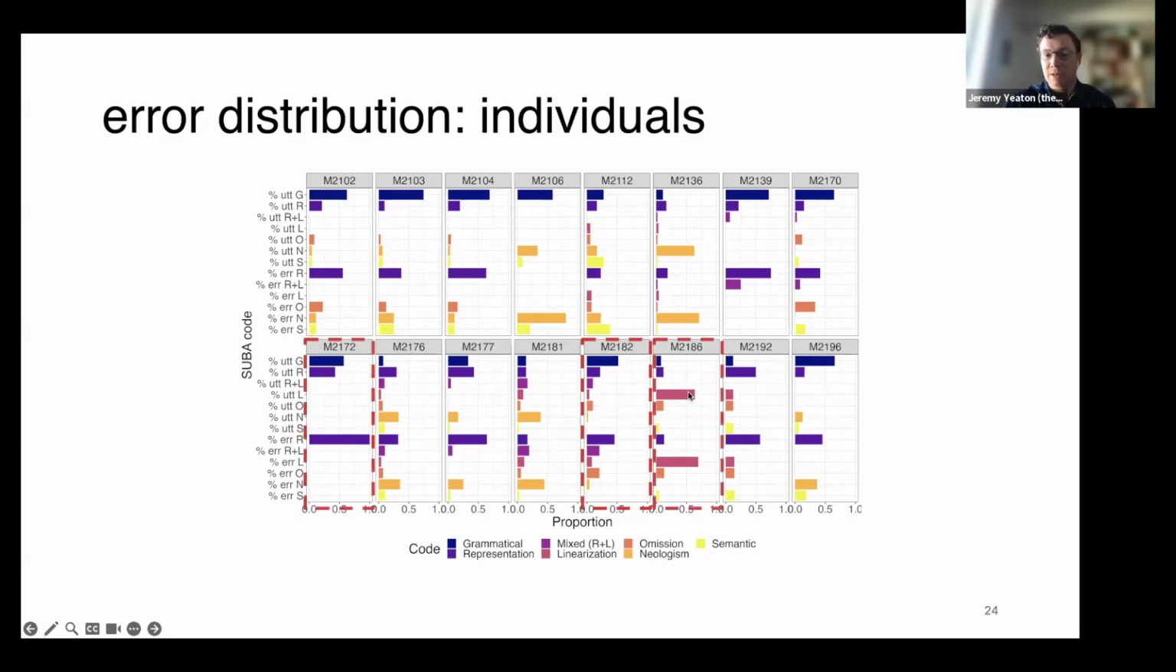This one is producing basically only linearization errors and produced almost no grammatical utterances. So this person has a very severe linearization deficit. And then this one is doing a pretty good job, but producing a lot of phonological errors. So pretty good at syntax, not so good at phonology. And so we see that each of these individuals can sort of be characterized as a distribution over the different error types.